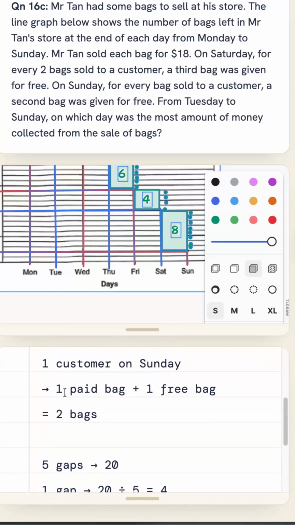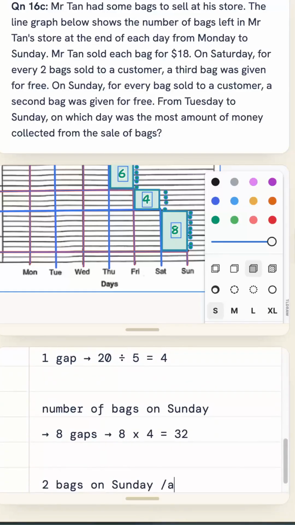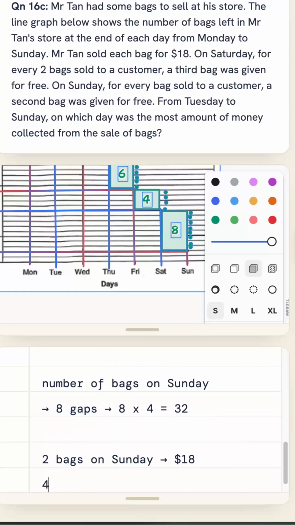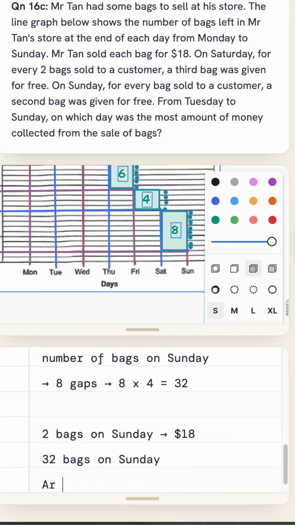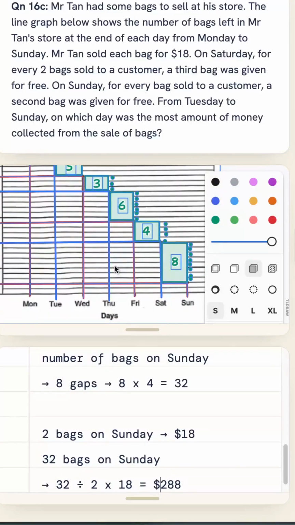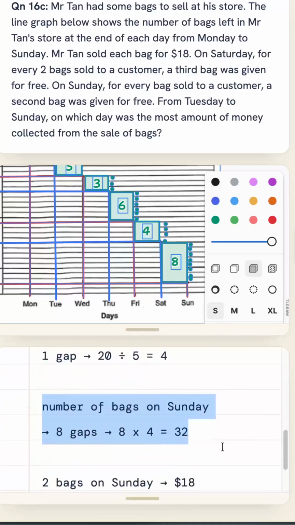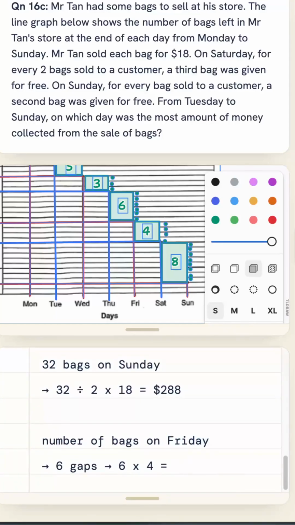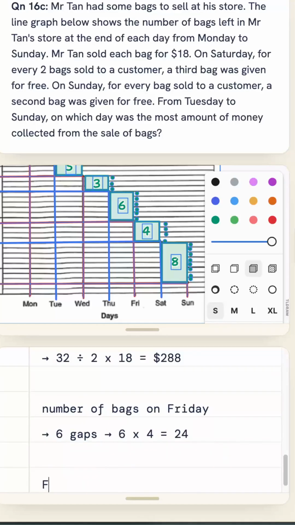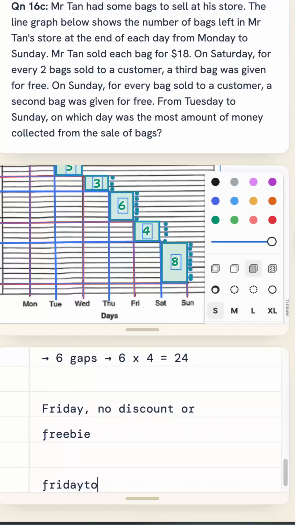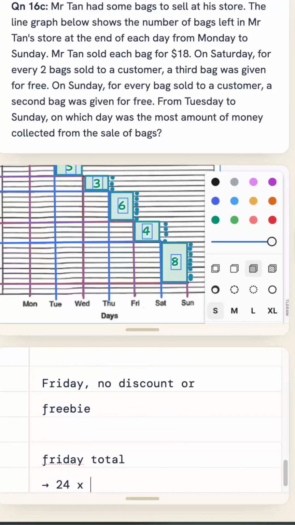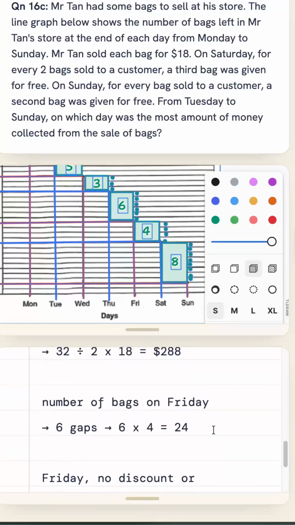For Sunday, 2 bags equal $18. So 32 bags on Sunday equal 32 divided by 2 times 18, and this will become $288. But the second last one is Friday. The number of bags on Friday is 6 gaps, which means 24. Friday has no discount or freebie. So Friday is 24 times 18, which is $432.